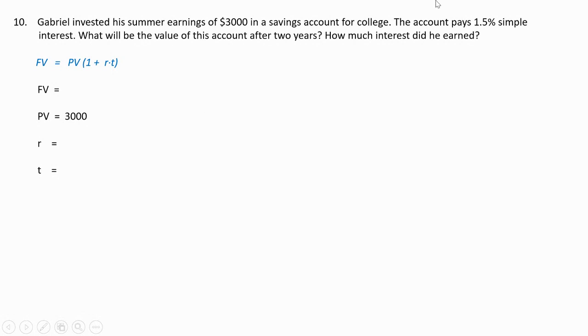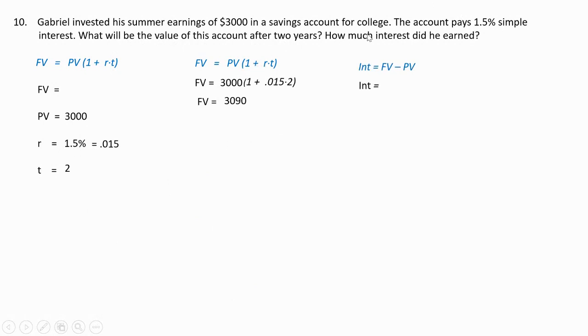The r means the interest rate. The interest rate is a number with a percent symbol, which will be 1.5%. But you have to convert it into a decimal, which means it's going to be 0.015, because you move it 2 places to the left and you drop the symbol. The time has to be in years, and this is 2. So time is 2. We plug them into the formula, and that's my result. All we do is use a calculator. So the answer will be 3,090.